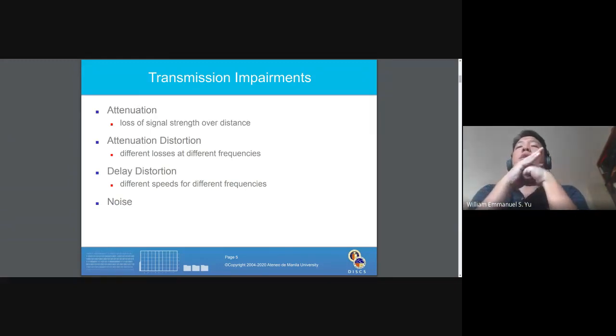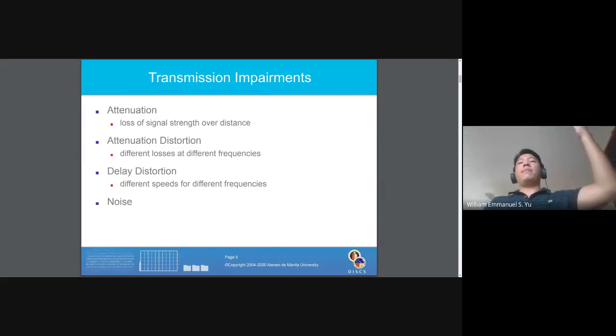The third type is what we call delay distortion, right? This is like your satellite communications that I mentioned last week, right? If I am talking, it takes time for the signal to go up and it takes time for the signal to go back down. Then, of course, last but not the least is noise. This is what I'm talking about. If I'm talking and my neighbors are talking, that is noise.